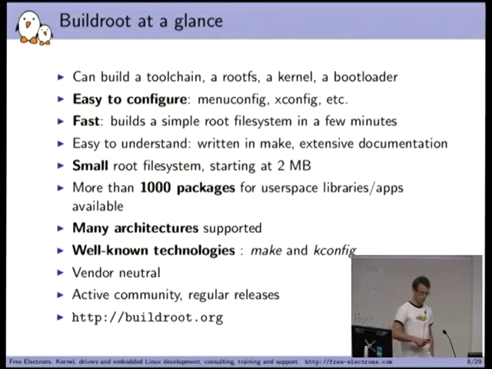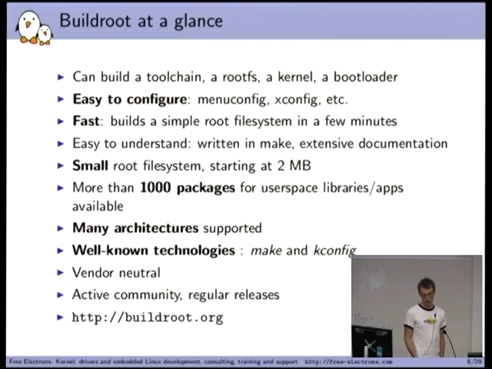So in just a few words, what are the main characteristics of Buildroot? It's a tool that can build a toolchain, a root file system, a kernel, a bootloader. It's an embedded Linux build system. It's easy to configure because it uses a menuconfig, xconfig, nconfig, gconfig interface, just like the Linux kernel itself. So if you've ever built a Linux kernel, you already know the configuration interface for Buildroot. It's fast. You can build a simple root file system in just a few minutes, so you don't have to wait for hours.